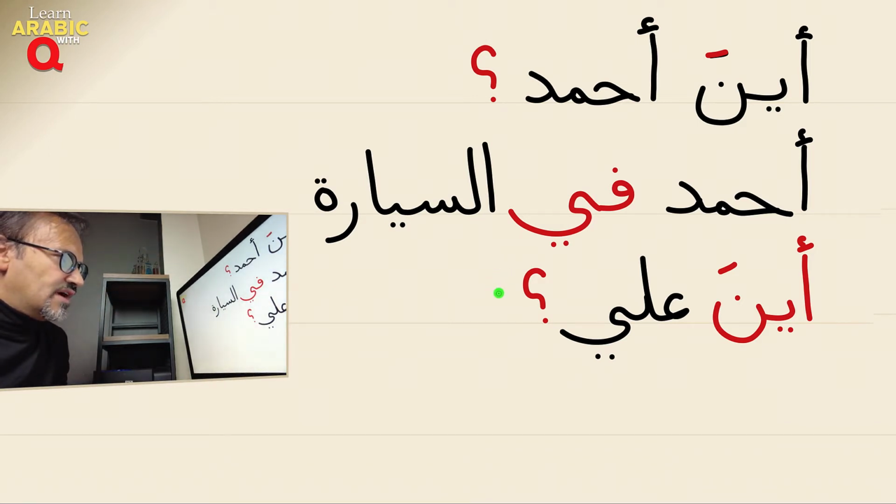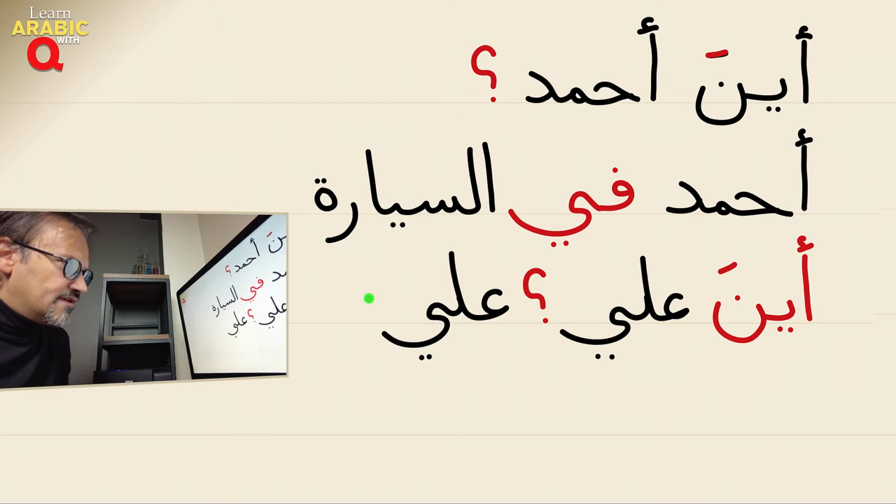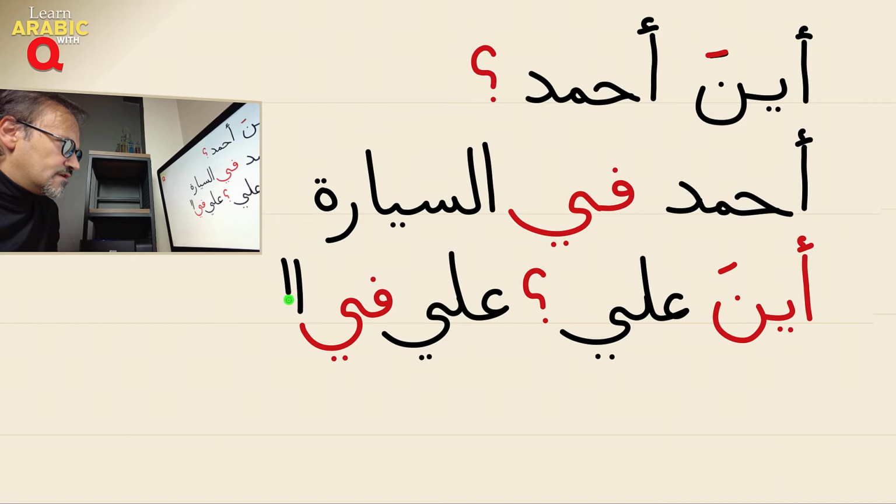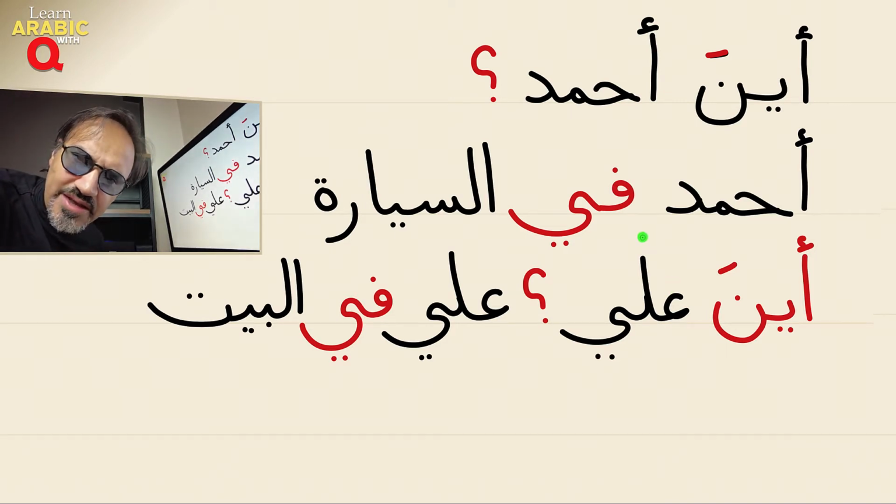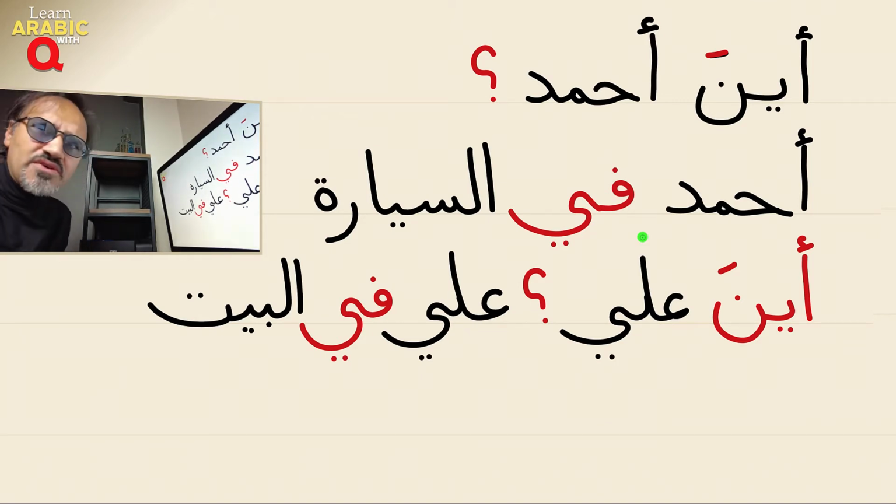So the answer here is علي في البيت. ب ي and the ت. أين علي? Where's علي? علي في البيت. But of course, we always need to have the sentence flow, so it's kind of connected. So instead of saying في and then pausing and saying البيت, you say في البيت, which actually makes it easier and more enjoyable to say. علي في البيت.